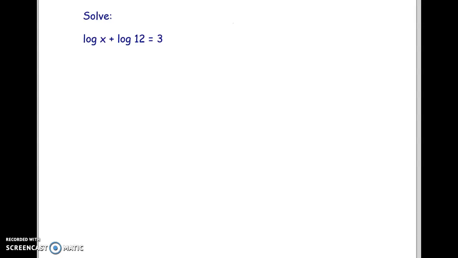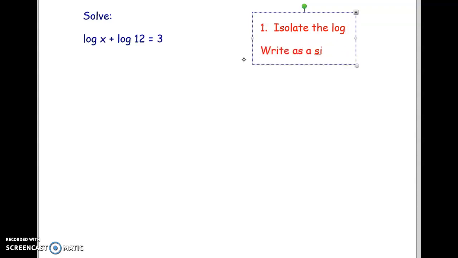Alright, welcome. In this video, we're going to go over how to solve a log equation. And so I'll give you some steps here. The first step is you want to isolate the log, or in this case, we have to write it as one log, I guess, would be another way to say this, right? As a single log. So we're going to need our log properties from the other day.